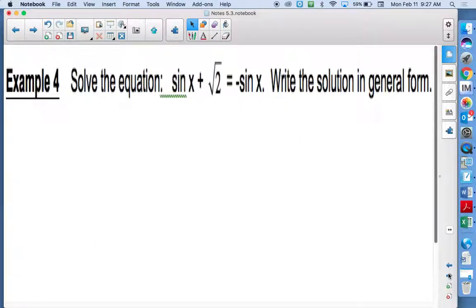So see if you can solve example 4. This one just says to write the solution in general form, so we don't really need the specific solutions to get it in general form, but the answer can just be general form.